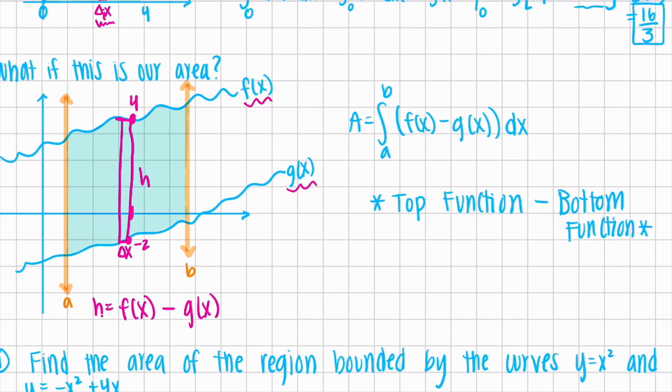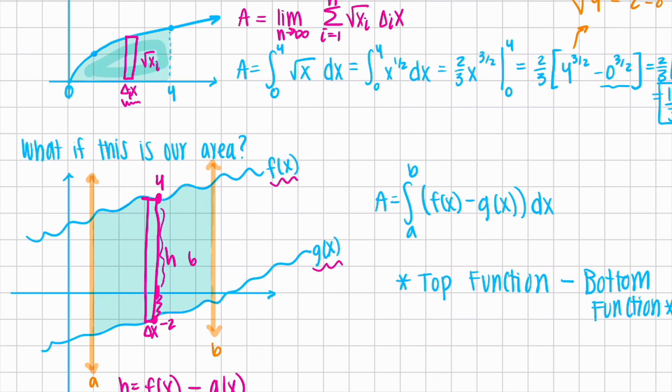Well, that's going to be this 4 plus this 2, which is going to be 6. So 4 minus negative 2 gives you that 6. So if we want to put numbers in there, we can. But it's always going to work out where it's the top function minus the bottom function. So this is the idea of what we want to do today.